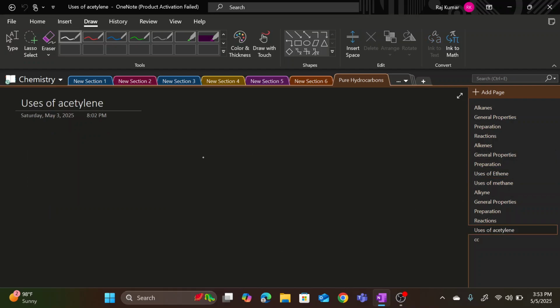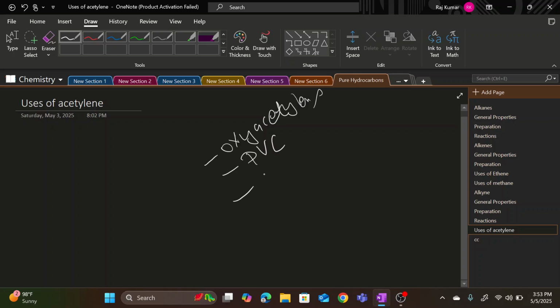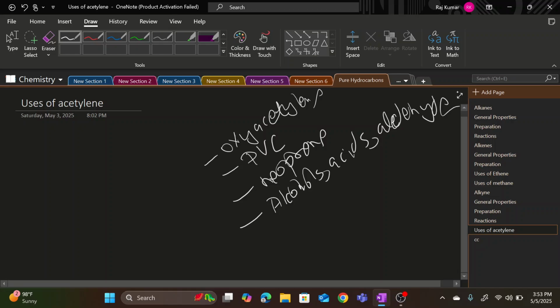And acetylene. The oxyacetylene flame is used for welding, alongside which acetylene is used for PVC making, plastics making, and for the production of synthetic rubber, neoprene. Acetylene is also used for making a lot of compounds, like alcohols, acids, and aldehydes can be produced with the help of acetylene. So this is all about today's video.